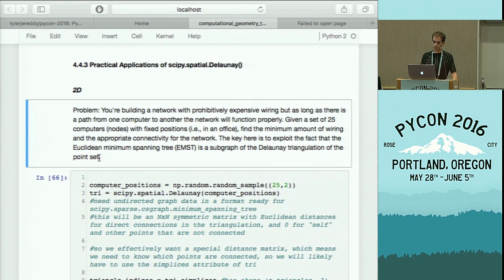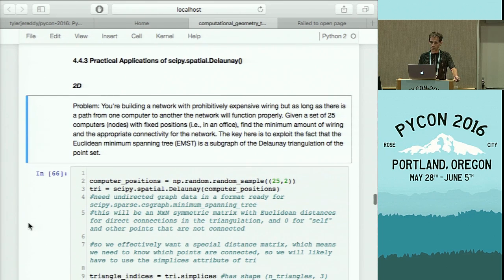And this is called the Euclidean minimum spanning tree. So not to be confused with the minimum weight triangulation. That would be a triangulation where you have more than one connection between nodes, so you have one node that's connected to, say, two computers. In this case, you'd only have one connection between each node. And we wanted to know the optimal way to reduce the amount of wiring in that particular case. So given a set of 25 computers or nodes with fixed positions, like in an office, find the minimum amount of wiring and the appropriate connectivity for the network. This is actually a fairly non-trivial problem.